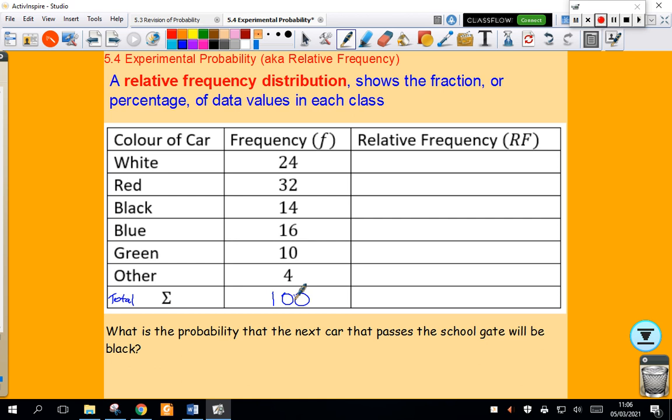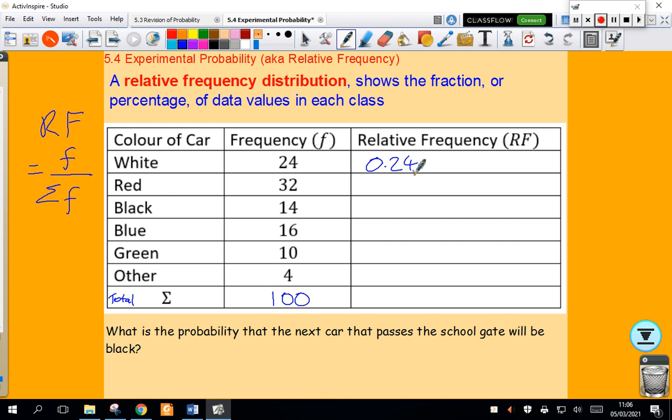And what I can do is look at the relative frequency. The relative frequency, let me write it down here, is just the frequency divided by the sum of all the frequencies. So the first one will be 24 over 100. 24%, or 0.24. I can write them as fractions, decimals or percentages, fairly straightforward.